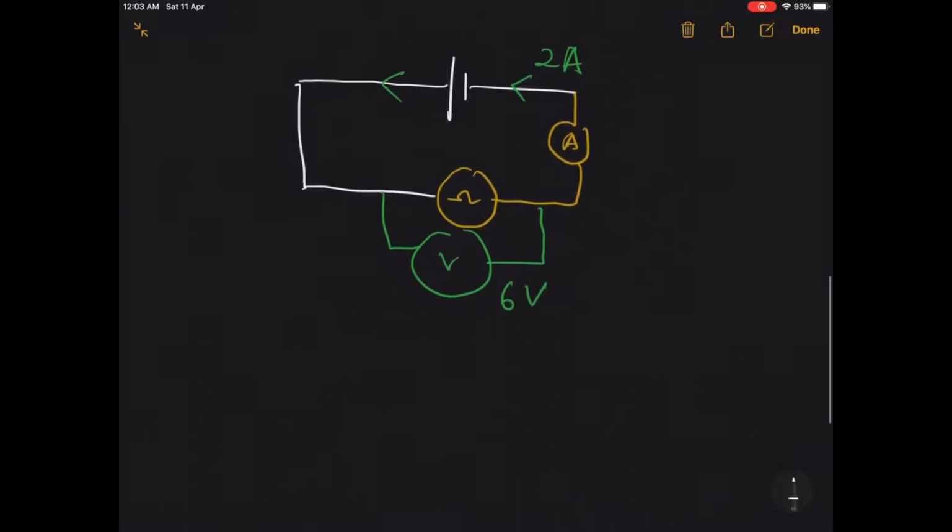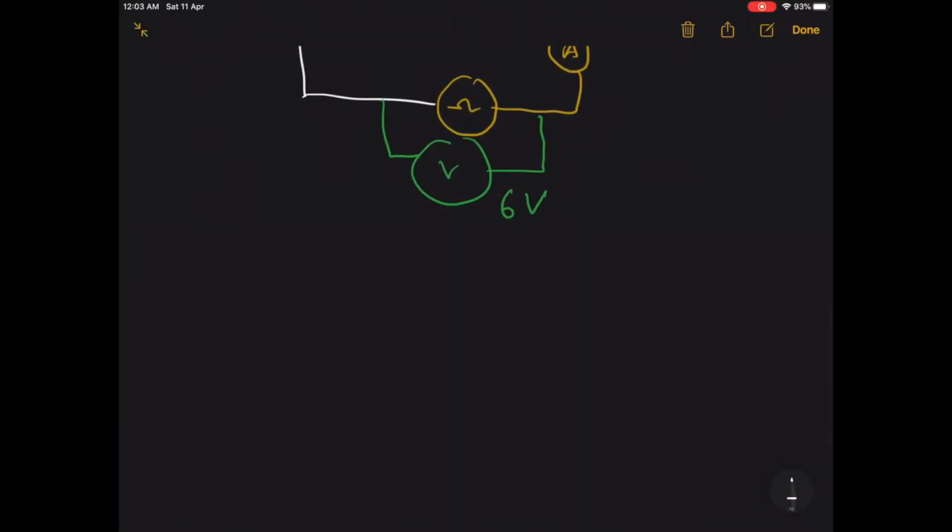What is the meaning of 6 volt? What's the meaning of 6 volt? So the definition states that V is W over Q. So how to get 6 here? As simple as 6 divided by 1, am I right?